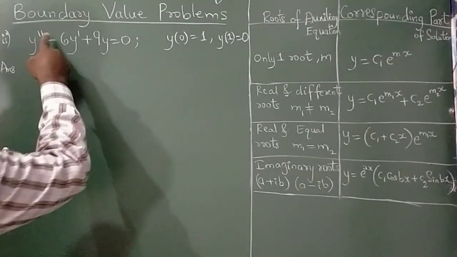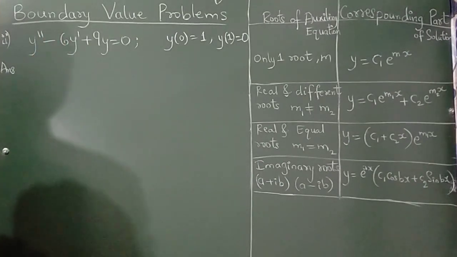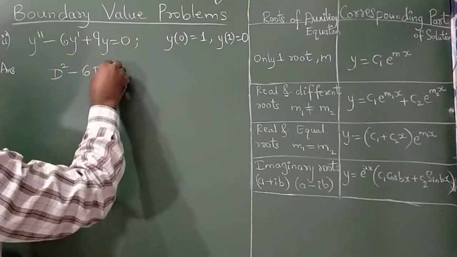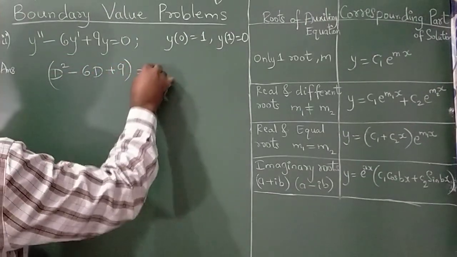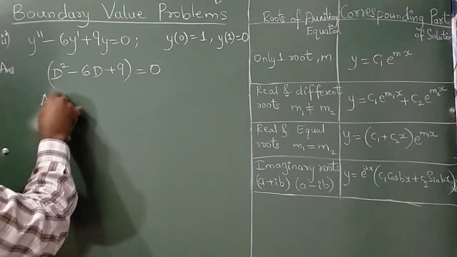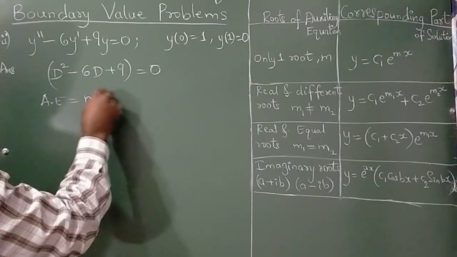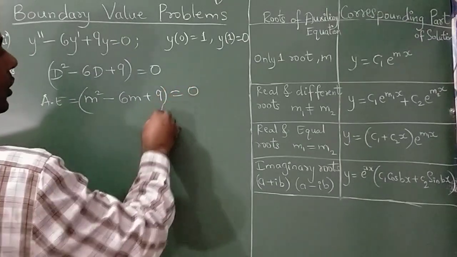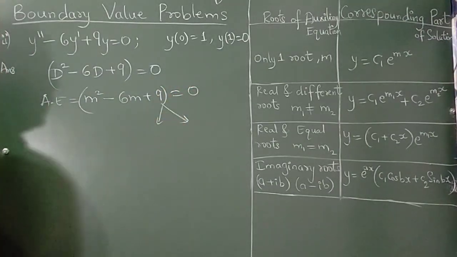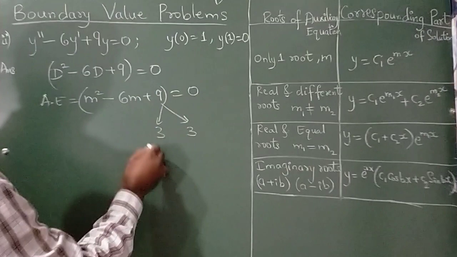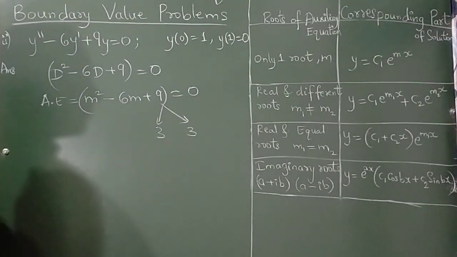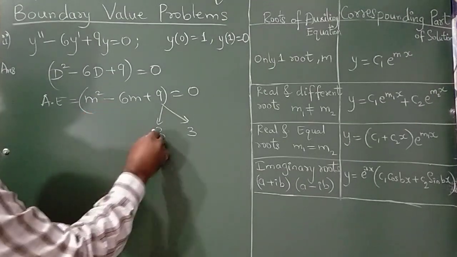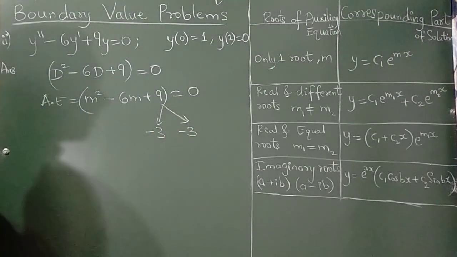Now second sum is y double dash minus 6y dash plus 9y is equal to 0. So I'll write it like this: D square minus 6D plus 9 is equal to 0. In an auxiliary form, I am going to write m square minus 6m plus 9 is equal to 0. So what is the last number? 9. If you multiply, you should get 9. If you add, you should get this term. Fine. So 3 3s are 9, 3 plus 3 is 6, but there is a minus here. So I am going to write minus and minus here.